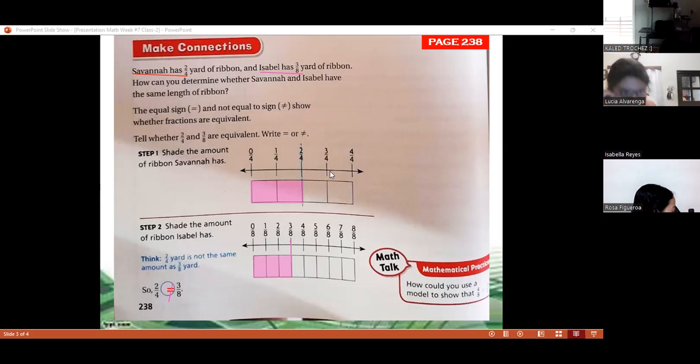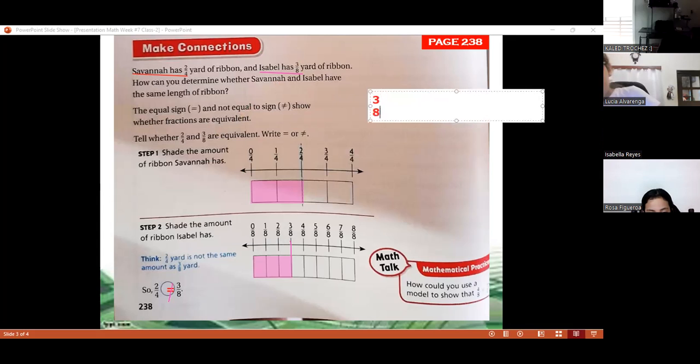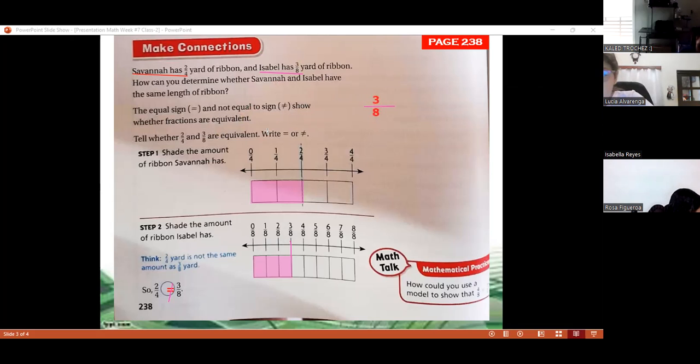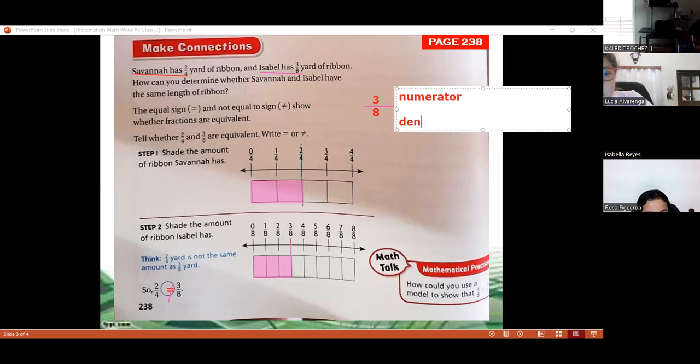So don't forget, a fraction has 2 parts. Part number 1, like this, 3 out of 8. I'm going to write here, you don't have to copy this. 3 out of 8, for example. We have a number that is up, that is the numerator. And the number that is down is the denominator. It's the number that is down.